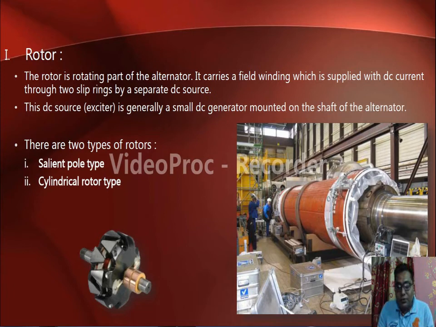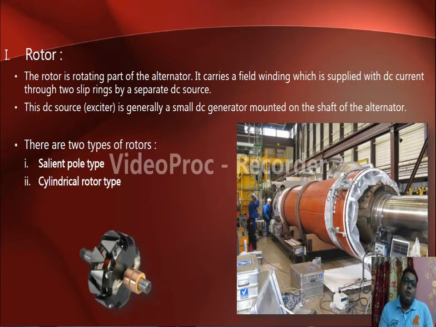Already I have told you that when there is a field, to excite that field we need some supply. Since that supply is given from some separate DC generator, DC current is supplied. That DC supply is known as the exciter of the system, and it is connected or mounted over the shaft of the alternator.